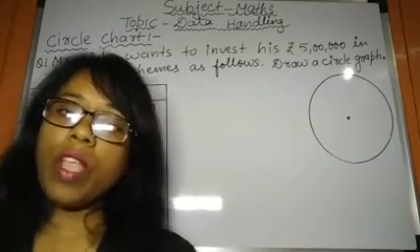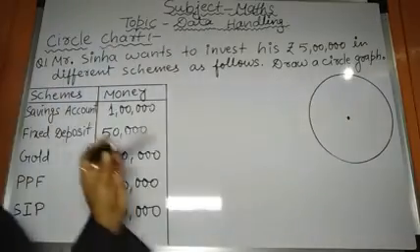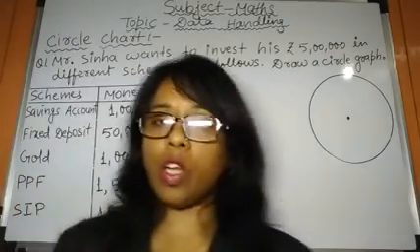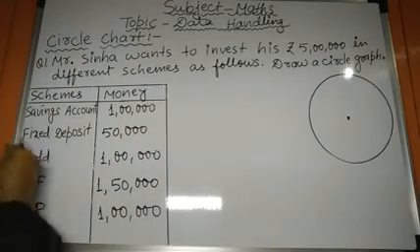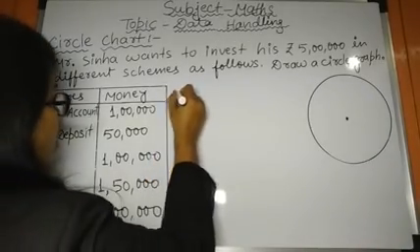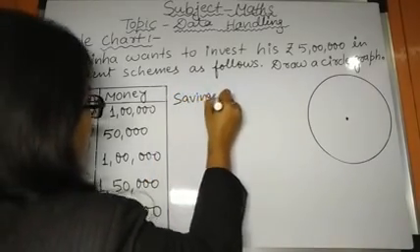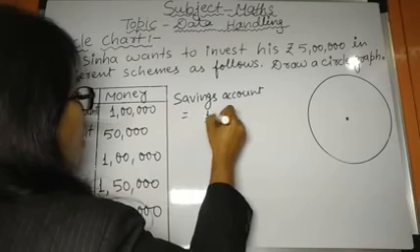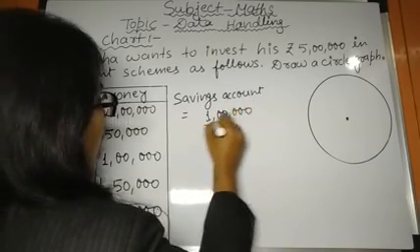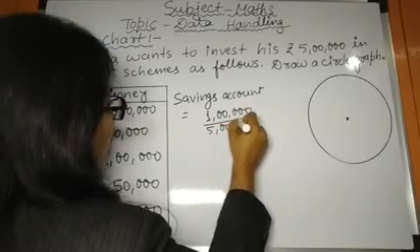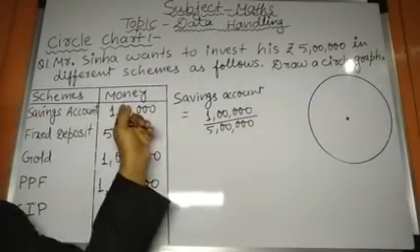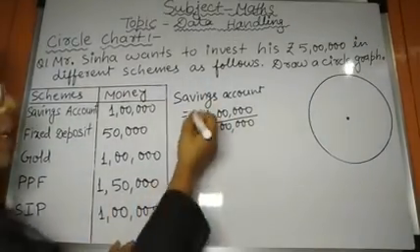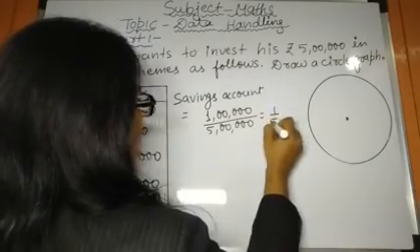So, what can I do? First of all, we will convert all these schemes' money into fractions. You know that a fraction is a part of a whole. First is the savings account. What will be the fraction? The savings account fraction will be 1 lakh upon 5 lakh. Why 1 lakh upon 5 lakh? Because 1 lakh is the money invested and 5 lakh is the total money he has. So it is 1 upon 5.